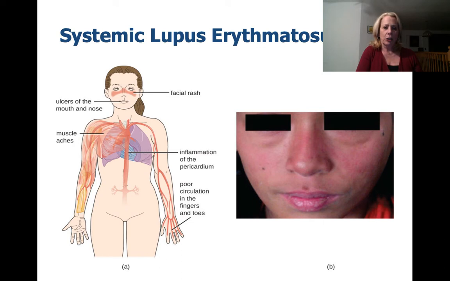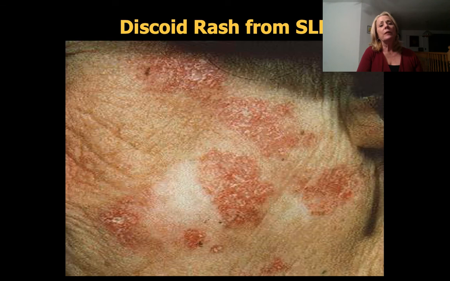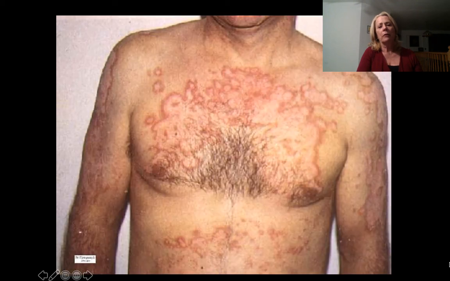So this is just showing you a little bit of that malar or butterfly rash, and then mouth sores, muscle aches, inflammation of the pericardium, poor circulation. A lot of times people who have lupus also have Raynaud's, and this is another butterfly-looking rash or a malar rash. These are the discoid rashes, so you can see they're more rounded. Another look at discoid rashes.